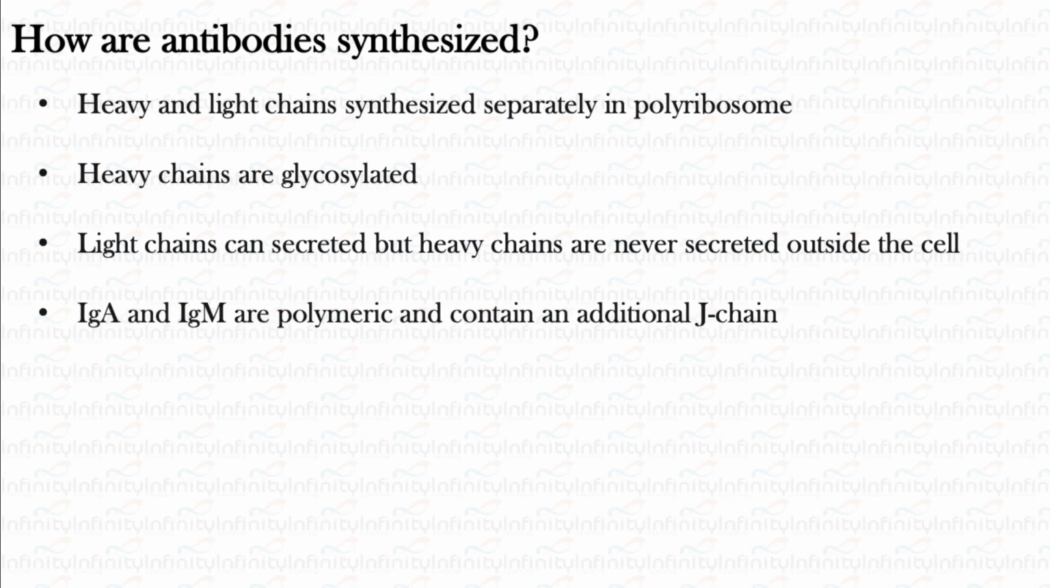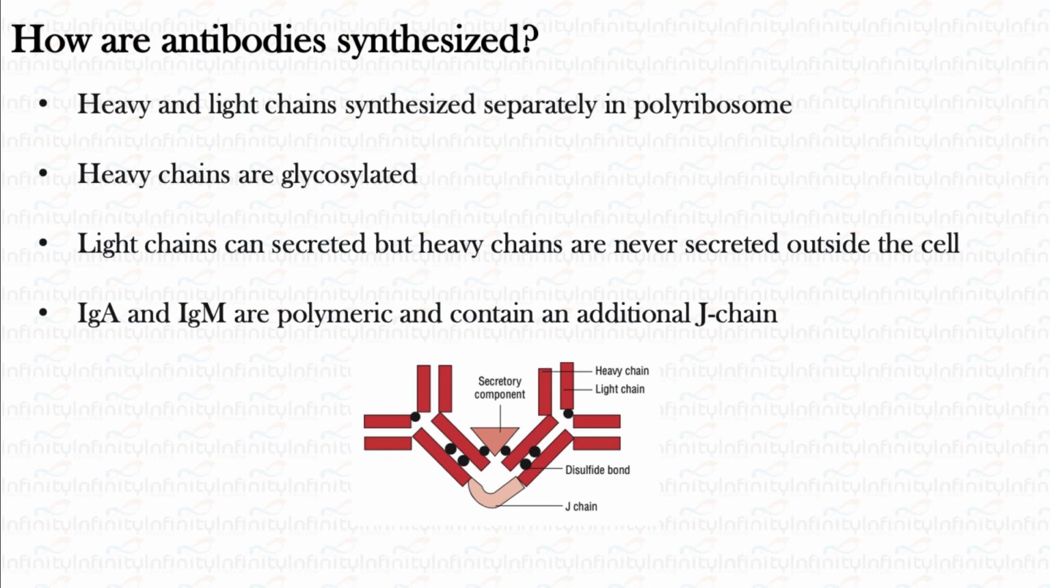The IgA and IgM are polymeric antibodies, as we'll see ahead. So they not only contain the heavy chains and light chains, but they also contain an additional chain known as a J chain, or a linker chain, in between. Now, as you can see here, the J chain actually holds the 2 monomers together. This is a molecule of IgA, by the way.